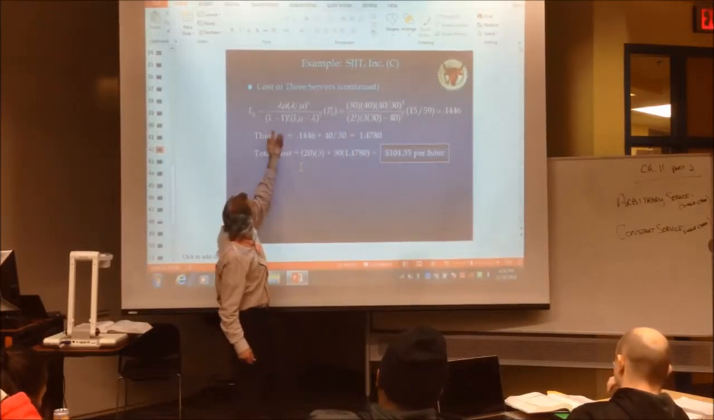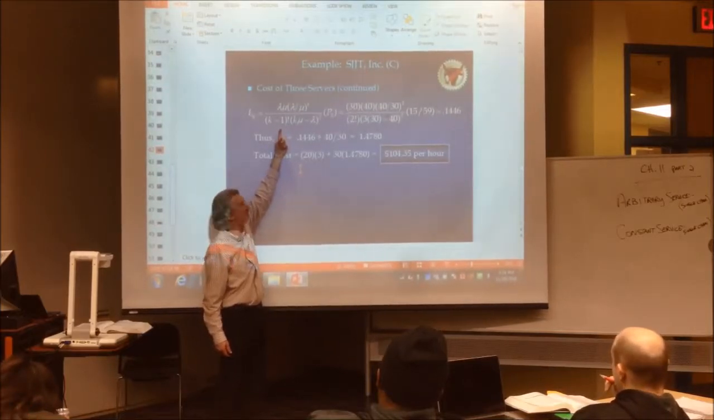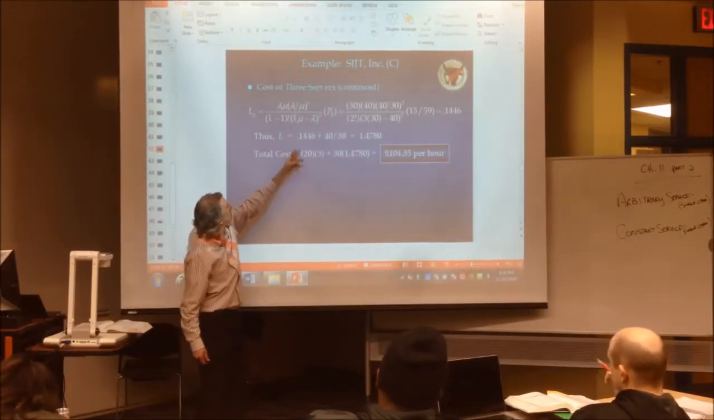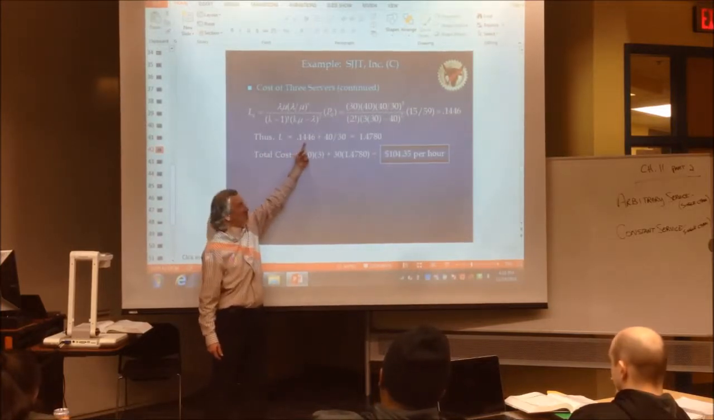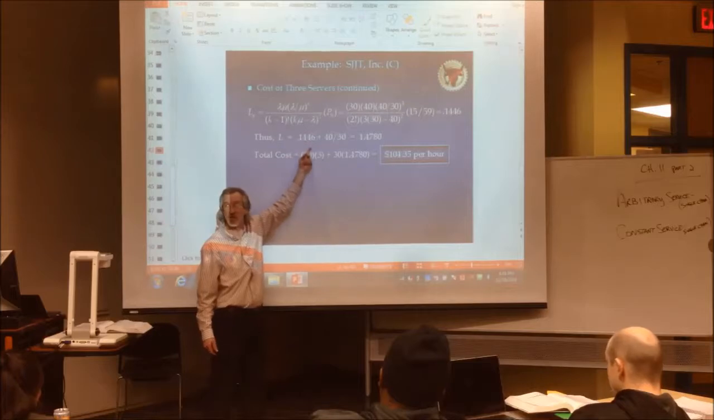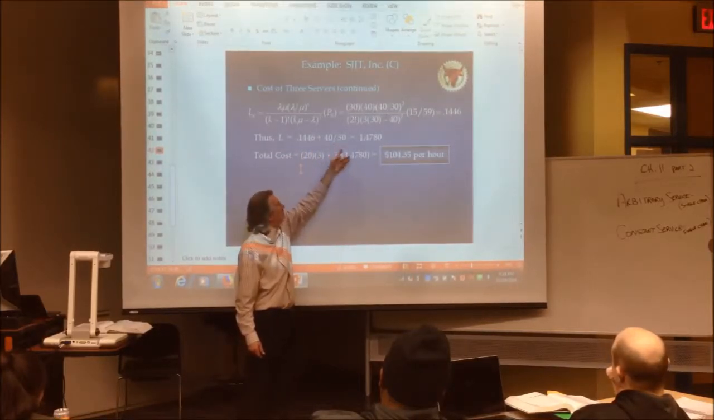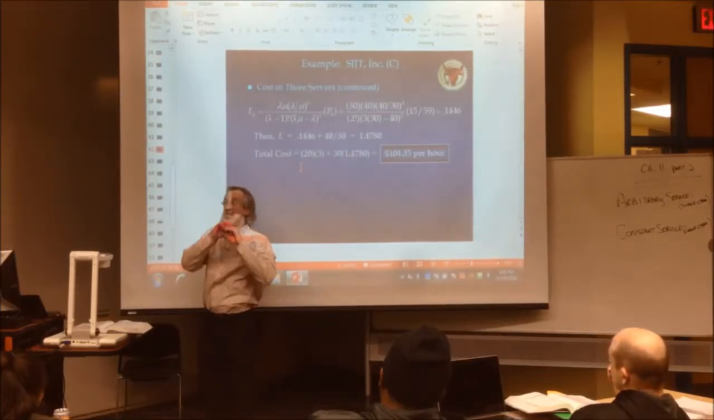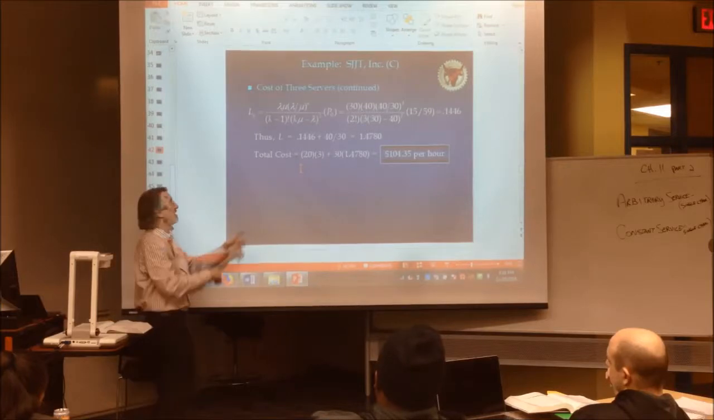L sub Q, if we plug all this in, is 3 minus 1 factorial. 2 times 1 is 2. Do all this, we get 0.1446. To get to L, the average number in the system, you got to use the average number waiting, add to it the arrival divided by service, 40 divided by 30, 1.478. Now we can do economic analysis for 3 channels compared to 2 channels.